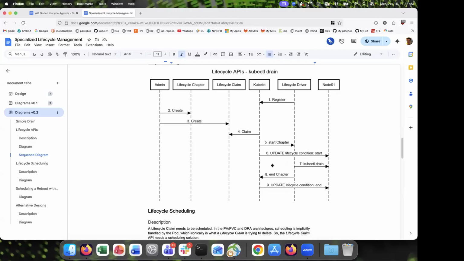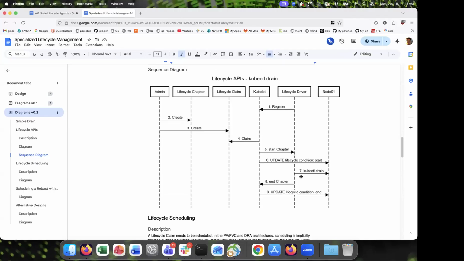So I think it was on 5. There would be some event that you've registered in the chapter. I said the start event, and that is going to be controlled by the driver. The driver is going to implement exactly what that means, and then the kubelet is going to post some information about what the state is to the node. And then my expectation is that at 7, the driver is implementing what I called server-side kubectl drain. So the actual drain occurs at step 7, and then once it's done, we have an end state, which is going to signal back to the kubelet. And at 9, the kubelet would update the node with the state.